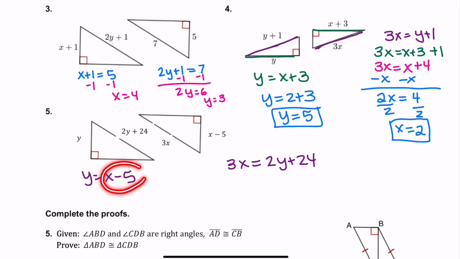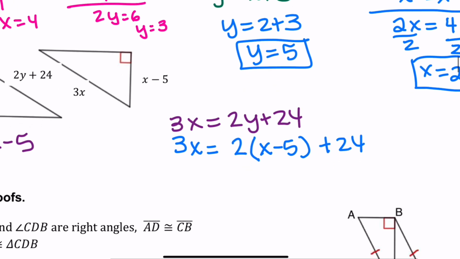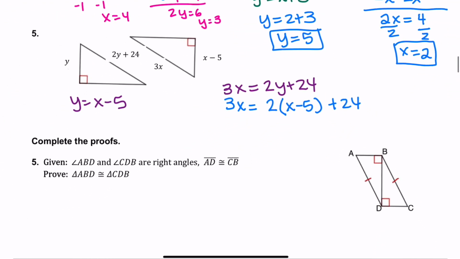I know that y equals x minus 5, so what I'm going to do is put x minus 5 into the other equation, and so I'm going to rewrite 3x equals 2 times y, which is x minus 5, plus 24. Keep in mind that 2 is being multiplied by the y, so I want to take that whole x minus 5 and put it in parentheses. I'm going to use the distributive property here to multiply out that 2. I'll have 3x equals 2x minus 10 plus 24.